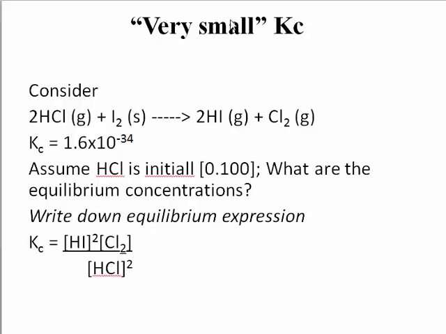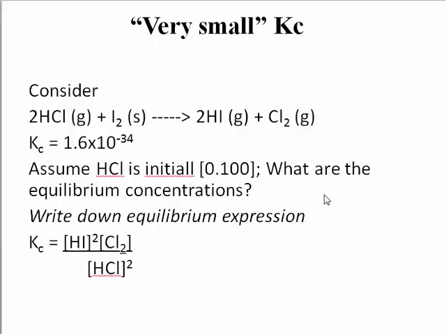Another approach to solving this sort of problem often occurs when Kc is very small. All right, consider this reaction, in which two HCl's and an I2, HCl is a gas and I2 is a solid, react to make two HIs and a chlorine, both of which are gases. Kc for this is actually extremely small, 1.6 times 10 to the negative 34. Assume an initial HCl concentration of 0.1. What are the equilibrium concentrations?